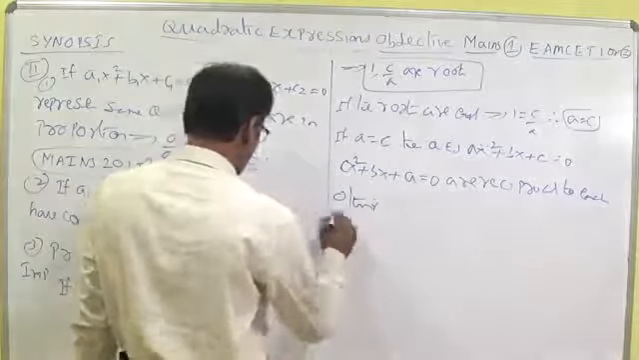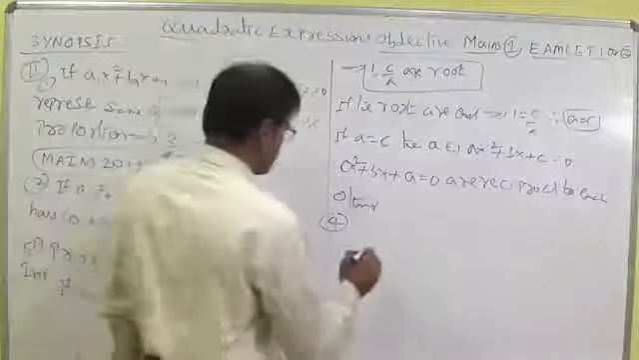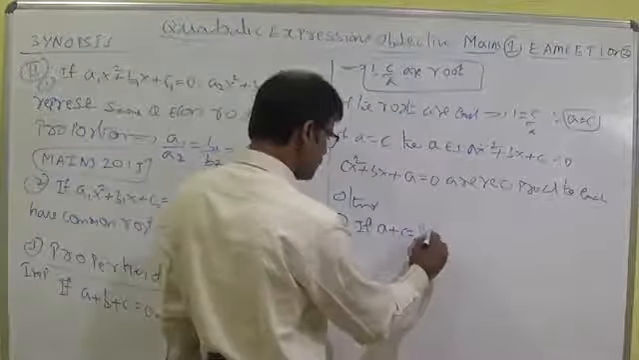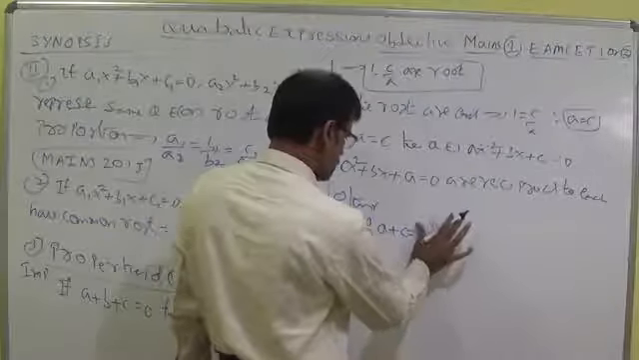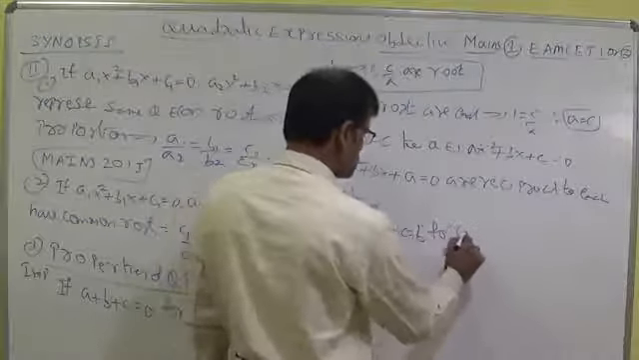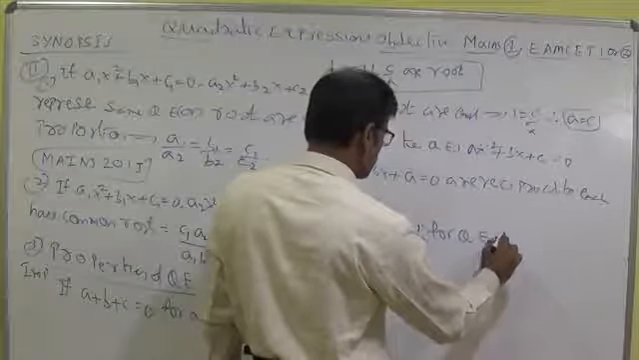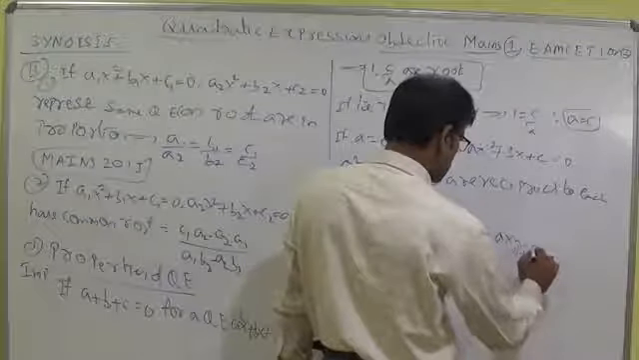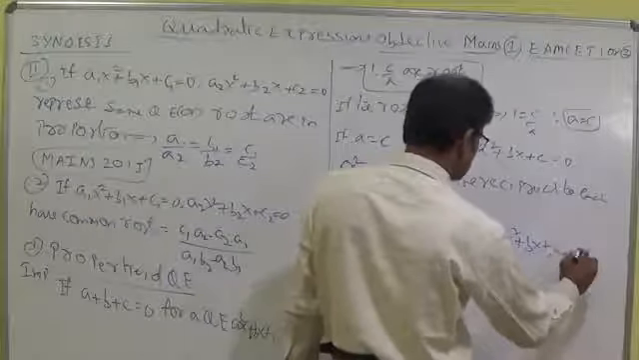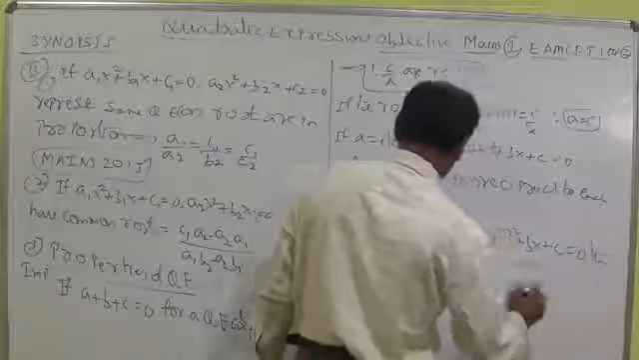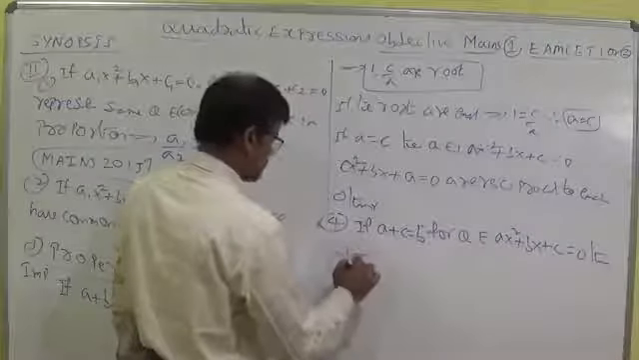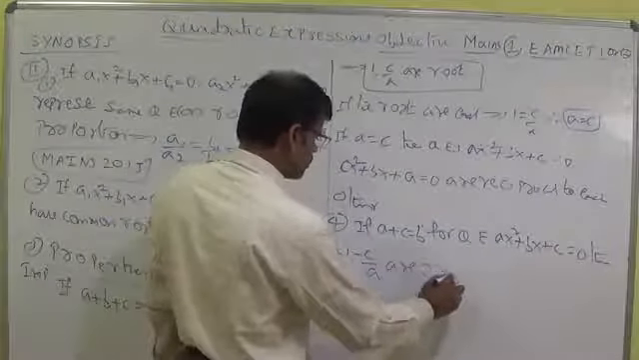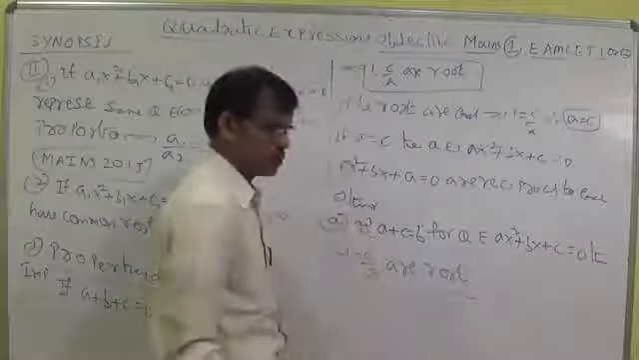among these, another formula. The fourth formula is there. If a plus c is equal to b for the quadratic equation ax square plus bx plus c equal to 0, then minus 1 comma minus c by a are roots. These are the properties of the quadratic equation.